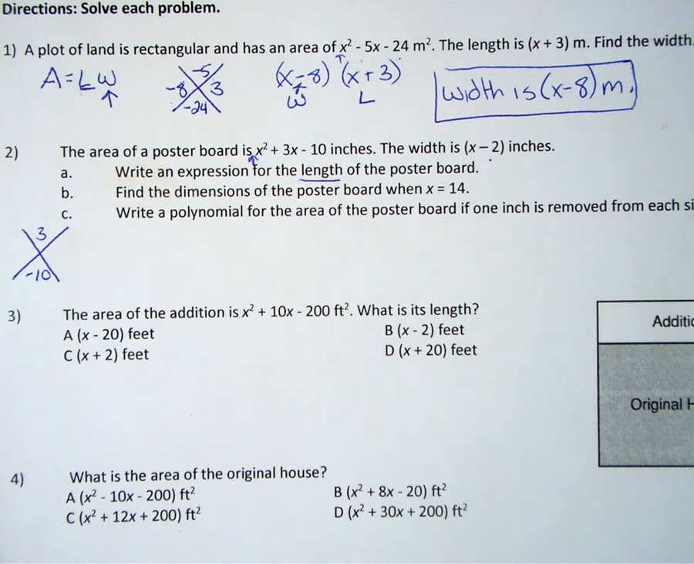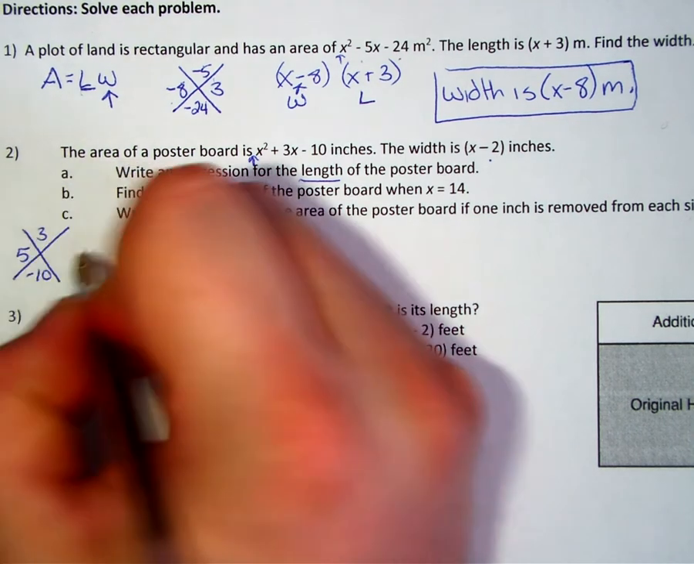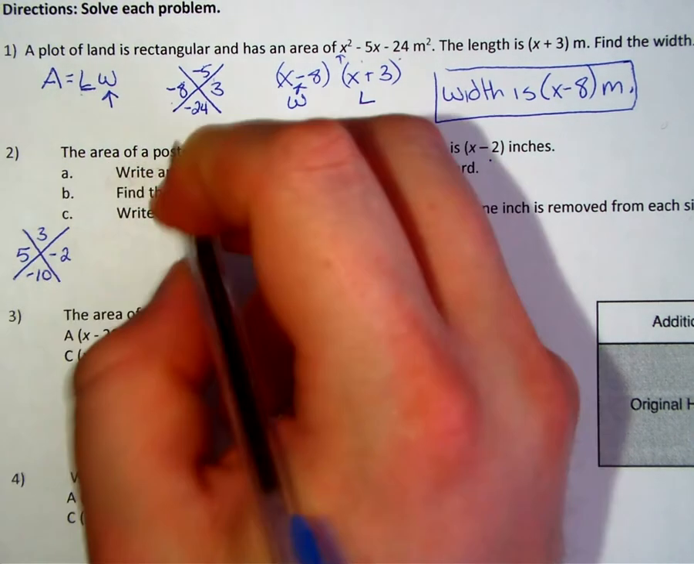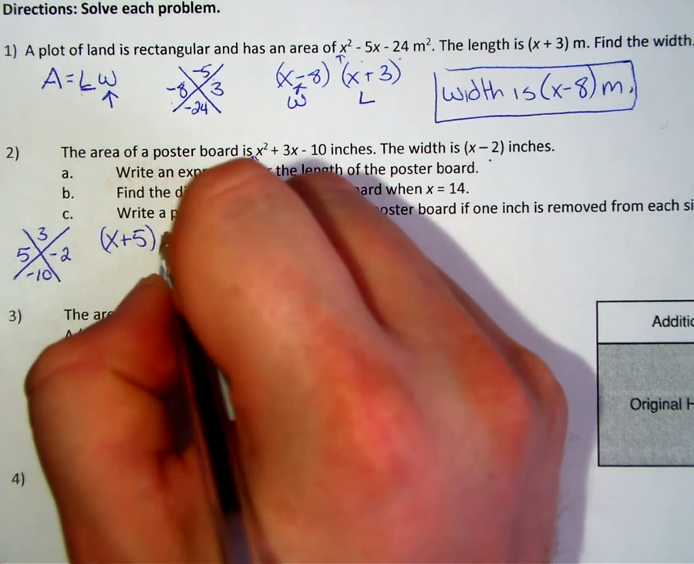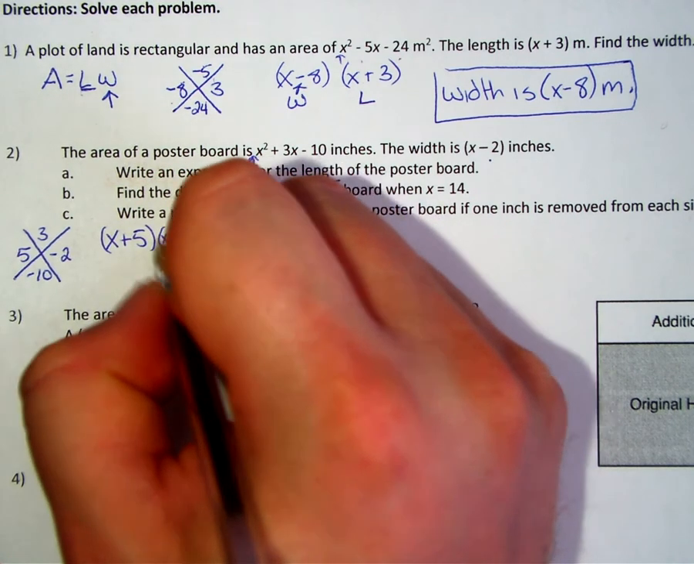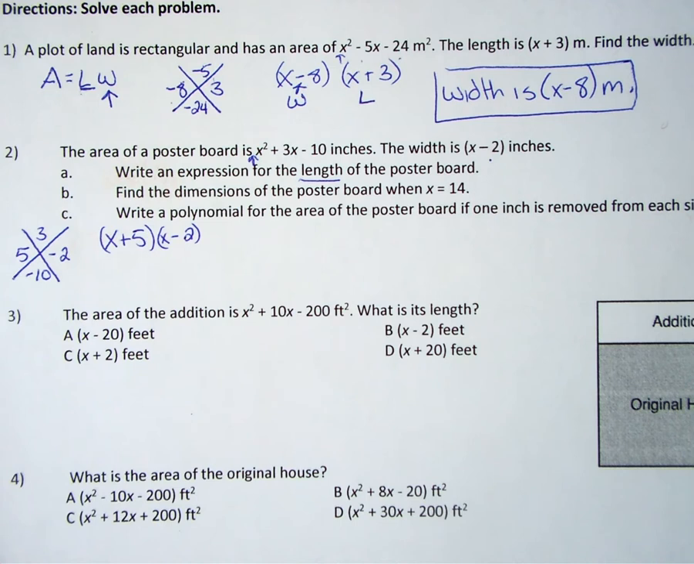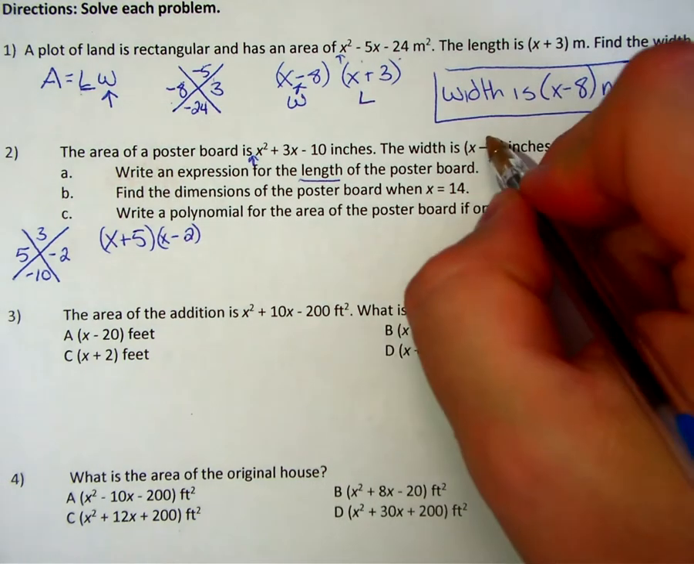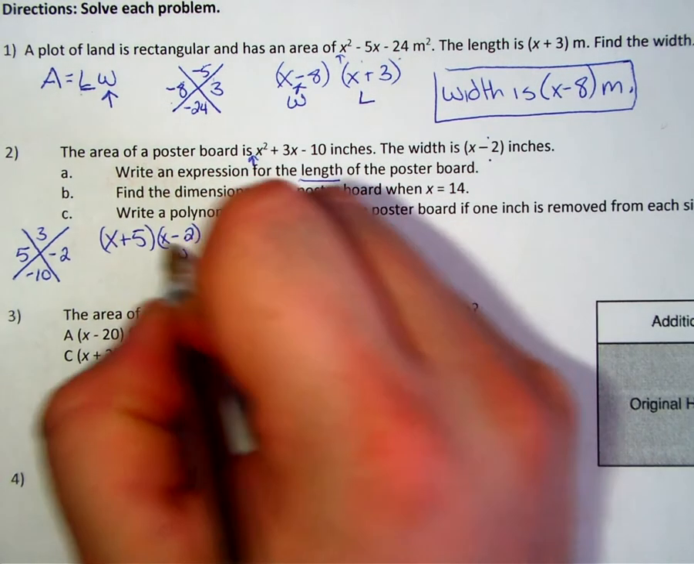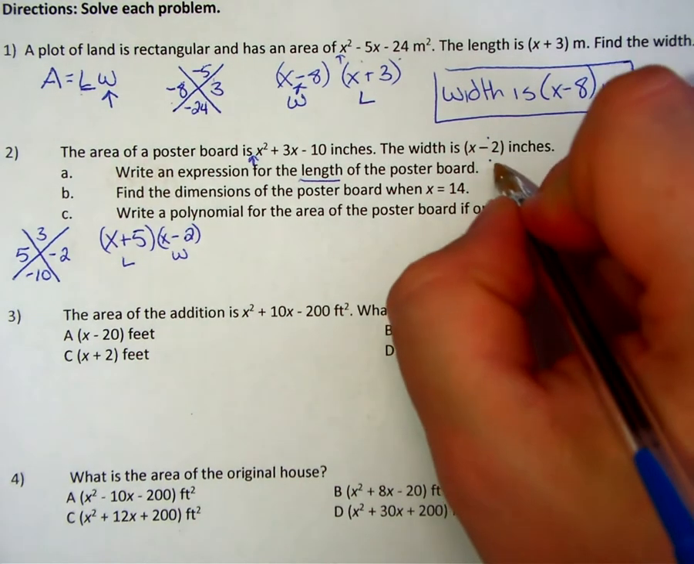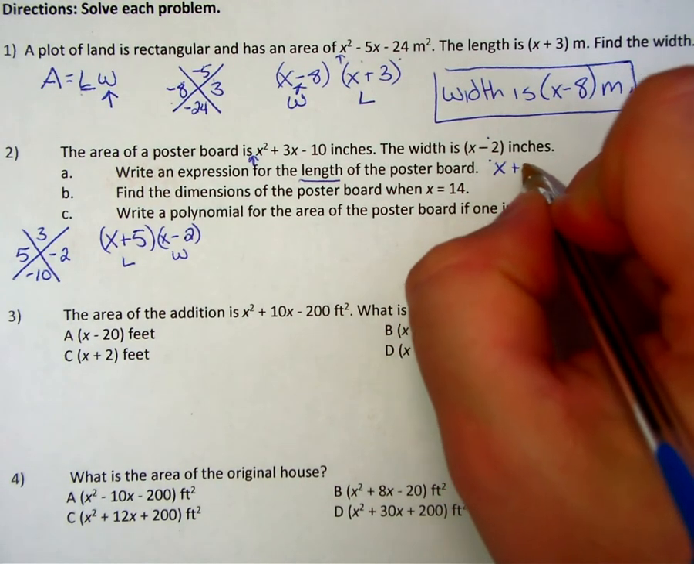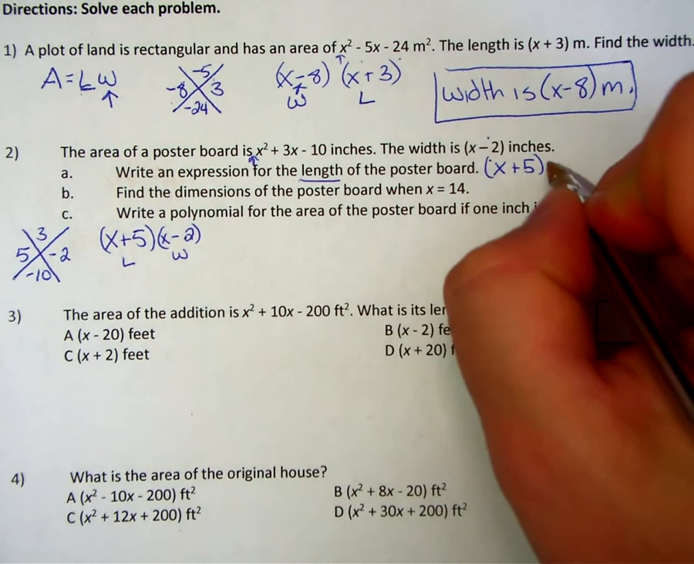I need two numbers that multiply together to give me negative 10 and add together to give me positive 3. So maybe something like a positive 5 and a negative 2. So x plus 5, x minus 2. Those are my factors. Well, x minus 2 was our width, so our length has got to be x plus 5. Our expression: x plus 5 inches.